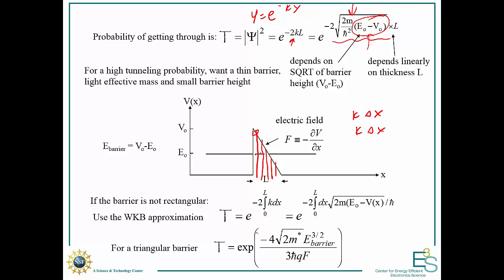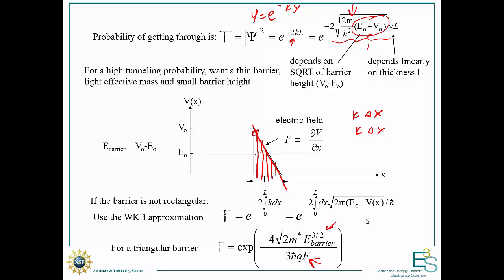And when you do that, you basically just get an integral. The tunneling probability is e to the minus 2 integral from 0 to L of k dx. And then you can go through and evaluate this for, say, a triangular barrier where our field is constant, and so our potential is just dropping linearly. If we do that, what we find is that our tunneling probability is e to the minus 4 root 2 times the square root of the effective mass times the barrier height to the 3 halves, divided by 3 h bar q times the electric field. And that gives you an idea of the tunneling probability.